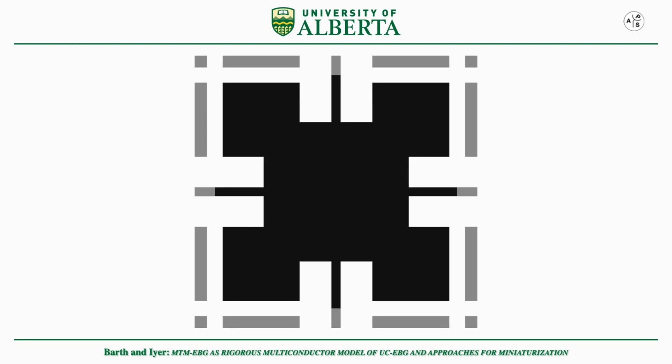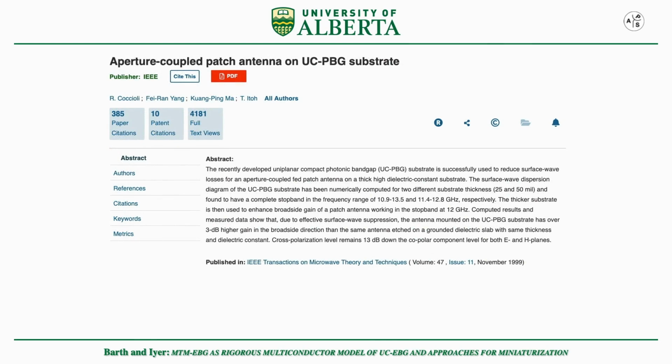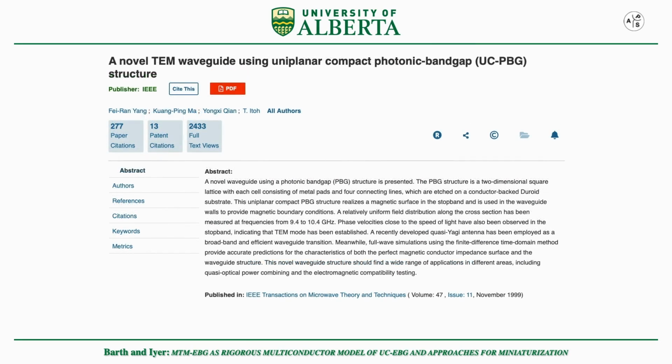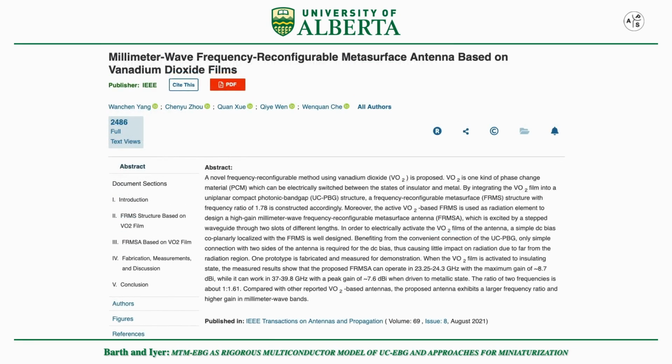The uniplanar compact electromagnetic bandgap structure, or UC-EBG, also known as the uniplanar compact photonic bandgap structure, or UC-PBG as it was originally known, was proposed in the late 1990s with applications to noise suppression in microwave circuits, decoupling of antennas, and waveguide miniaturization, among others. Since that time, it has found a variety of other applications, from filters to metasurfaces.